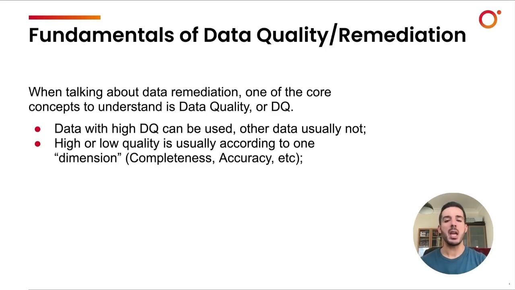Then you have all other types of dimensions, such as, for example, timeliness, right? Do we have data that are timely and that are updated, or are they not updated, right? High data quality or low data quality according to that dimension as well.